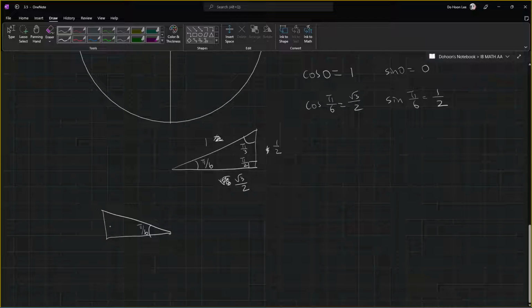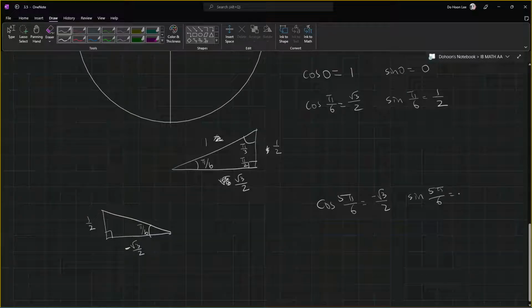Okay. And now, in this triangle, the opposite will be 1 over 2, and the adjacent will be square root of 3 over 2. However, this is in the second quadrant. We have to remember that the value has to be negative. Okay. So in the end, we get cos 5 pi over 6 will be negative square root of 3 over 2. Sine 5 pi over 6 will be 1 over 2. Notice that I do not memorize all the multiples of special angles. But if you can remember the unit circle construction, you can always make them yourself on the spot.